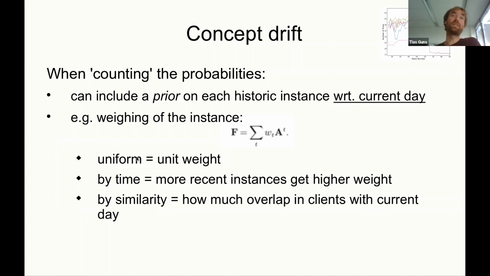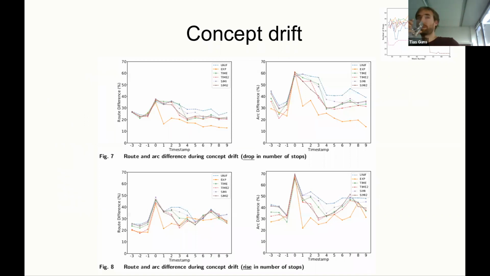But there are 3 types of weighting schemes. Either we don't do weighting, so we give every historic day a uniform weight, or we give a weight by time, meaning that if we assume pure concept drift, then the most recent instance is the most important. And the one the day before is less important, less important, and so forth, right? So you can have this decreasing weight scheme. But another aspect, because client sets are different, is that you can also add a prior on how many of the clients that you need to serve today were in this historic instance and weight the historic instances based on that. All right, and so we ran some experiments.